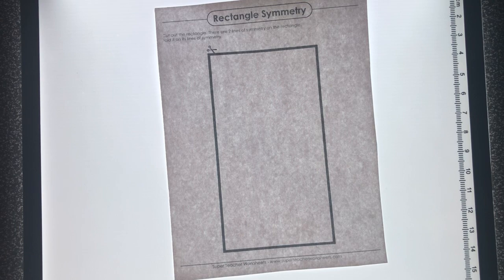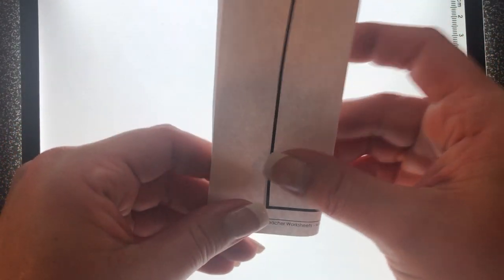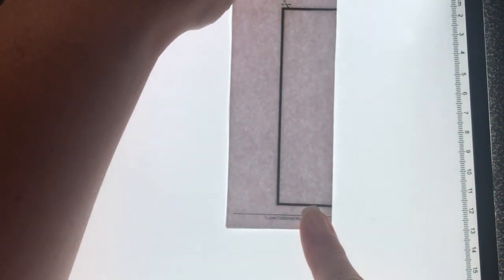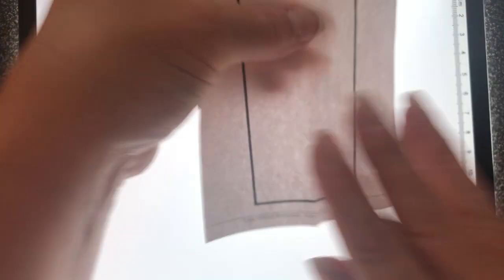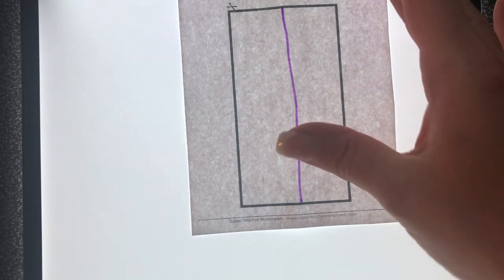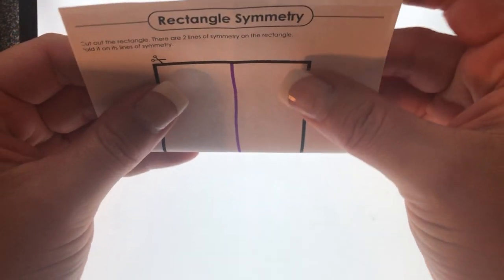Now I'm going to try the rectangle. I'm going to start with a vertical line of symmetry, folding this way. You can see through my light table that those sides do match up, so it does have a vertical line of symmetry. Oh, a little crooked there. All right, now my horizontal line of symmetry. So I'm going to fold this way.